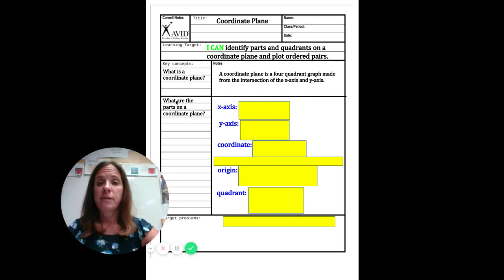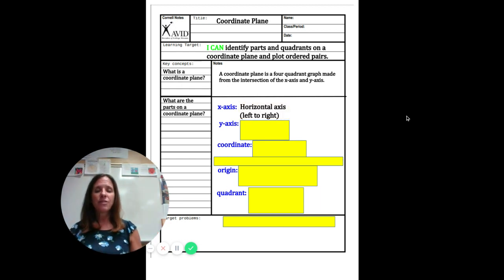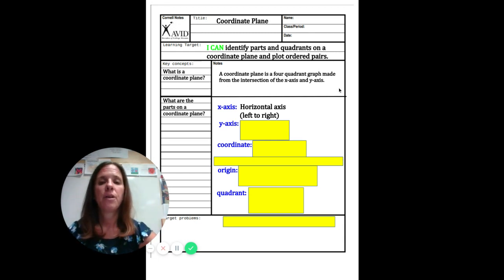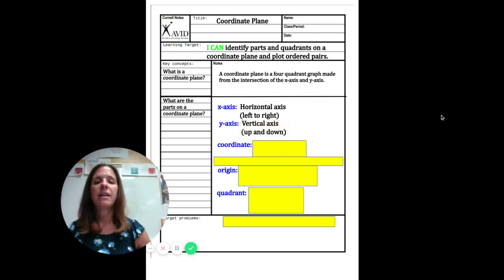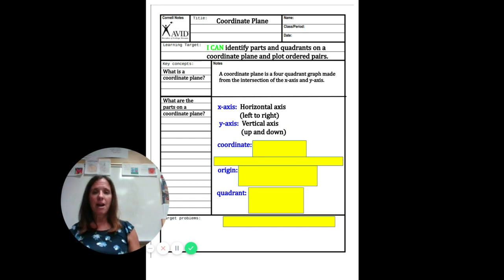What are the parts? Okay, so here are our key vocabulary words. X-axis is the horizontal axis. It goes left to right. So you would draw that line with the arrows left to right. Put the arrows on each end. Your y-axis is vertical. It goes up and down. So again, you're going to draw that line, this time going up and down with arrows on each end.